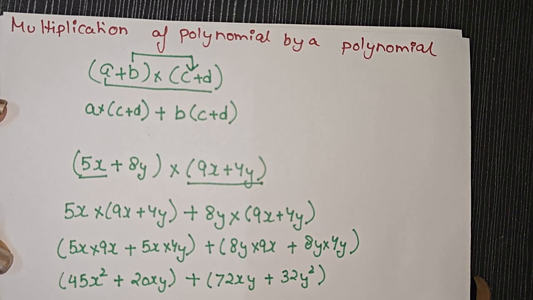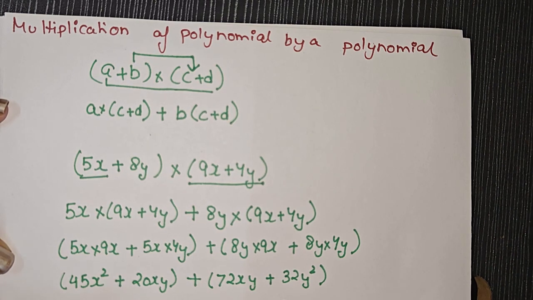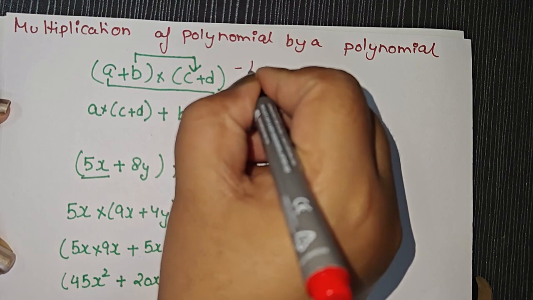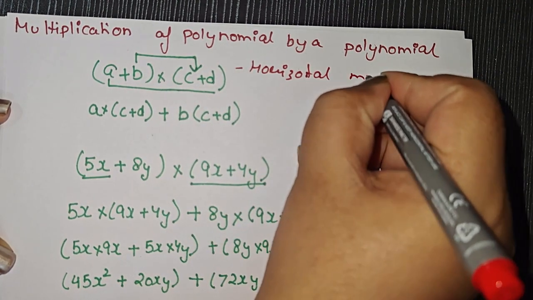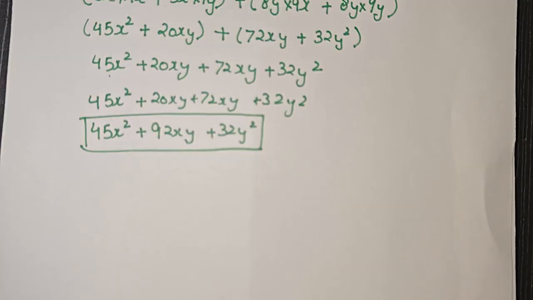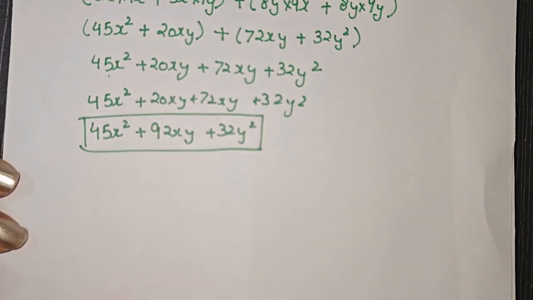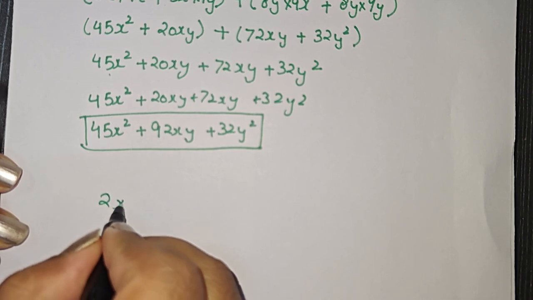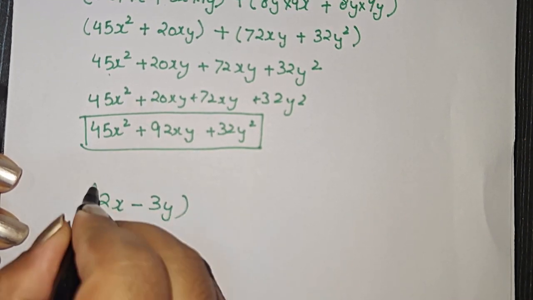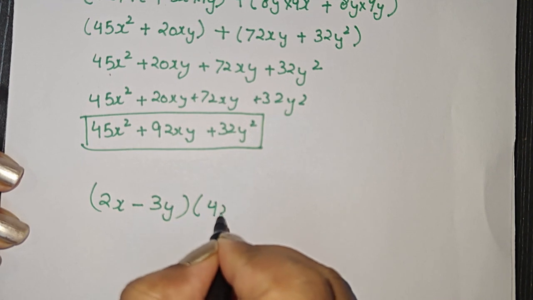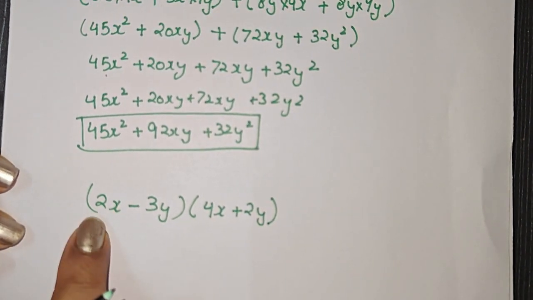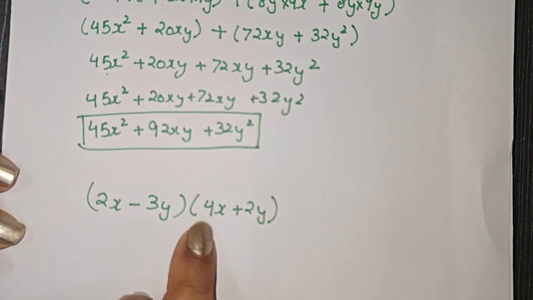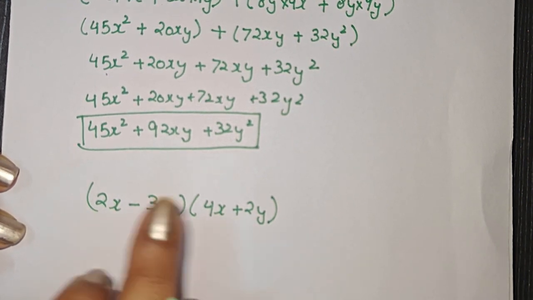Since we are doing addition and multiplication in the horizontal format, this method is called the horizontal method. Let's see one more example. So I have a term 2x minus 3y which I have to multiply by 4x plus 2y.